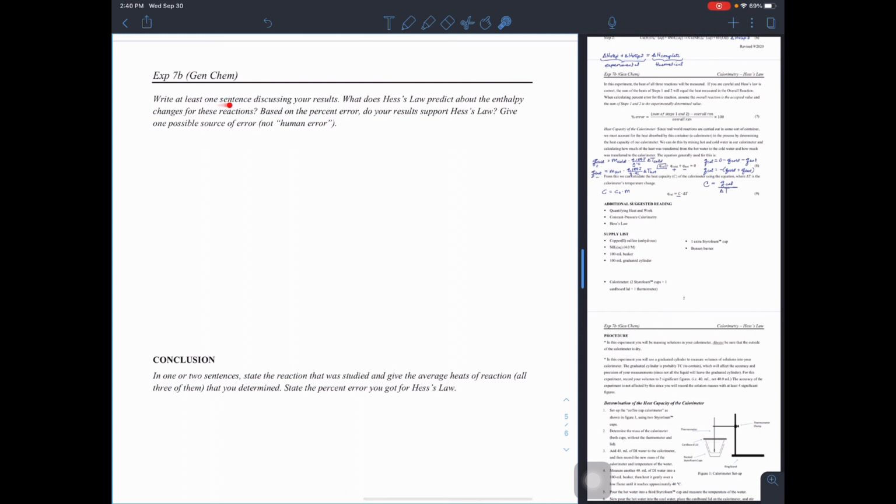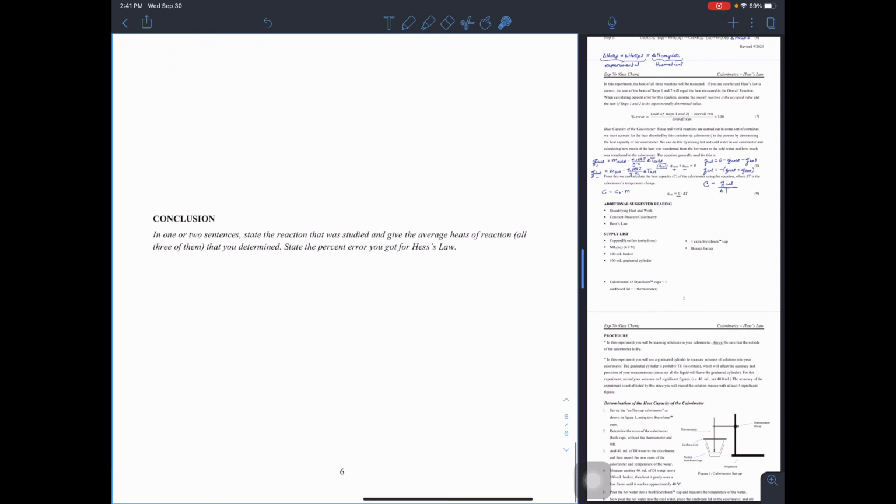I want at least one complete sentence discussing your results. Things you should think about and most likely include. What does Hess's law predict about the enthalpy changes for these reactions? So say something here in your discussion that lets me know you understand what's going on. Looking at your percent error, do the results support Hess's law? If they don't, if there's a problem, give one possible source of error. And human error or calculation error, that's not acceptable. It needs to be something else.